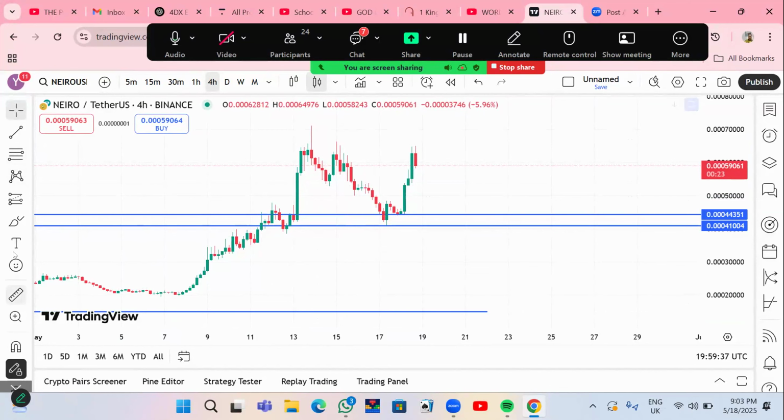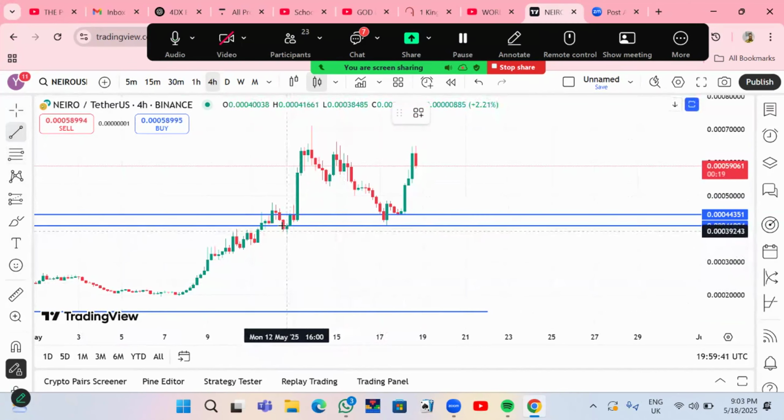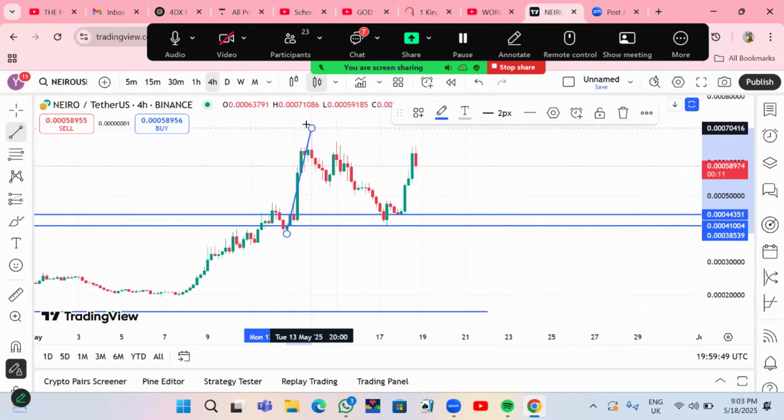I hope everybody can see it. Let me draw lines. From this low, this is a high, this is a low, and we are on the 4-hour time frame. From this low to this point, that's the first, what we call a bullish impulsive movement.